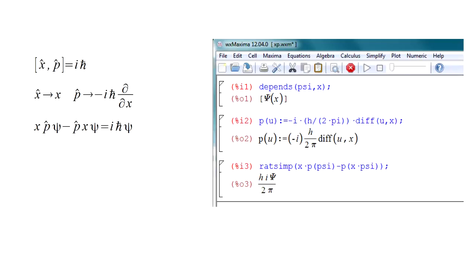So then Maxima echoes out that definition, and now we simply say ratsimp, meaning rational simplification. Just simplify the resulting expression as much as it can. x times p operating on the wave function psi, minus p operating on x times the wave function psi, and the result that comes out is i h over 2 pi, that's i h bar, times the wave function psi. So we've just demonstrated that commutation relation.